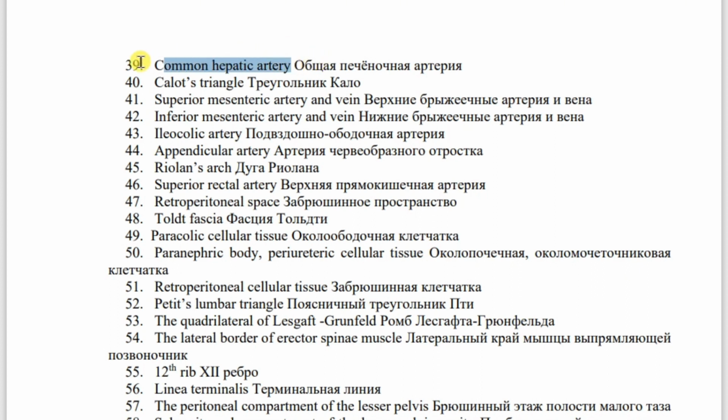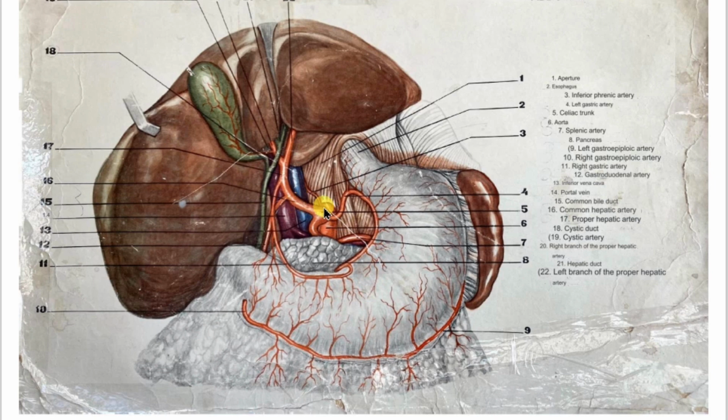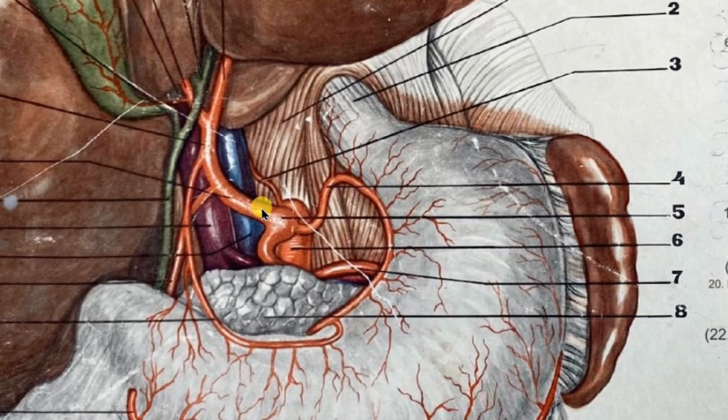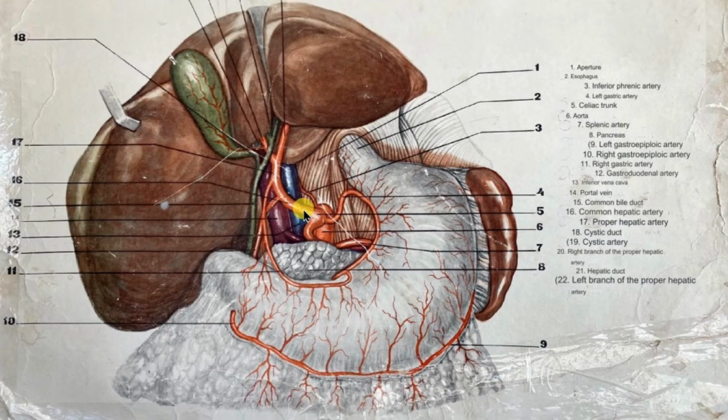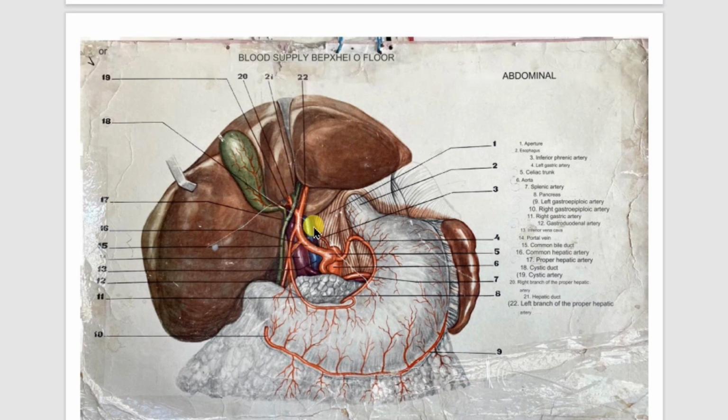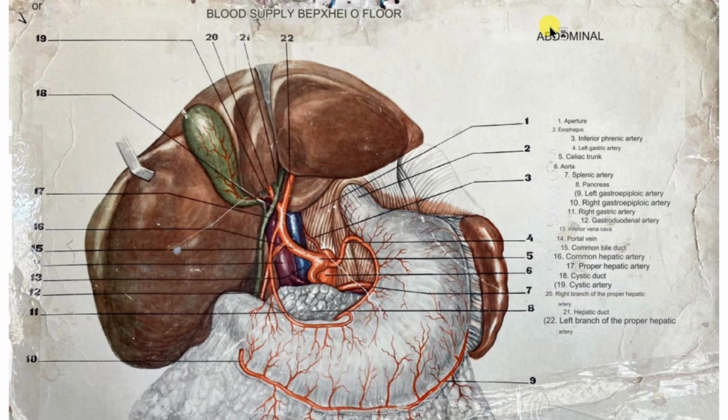Common hepatic artery. As you can see here, it's this one. Let's zoom in a little bit. This is the common hepatic artery. It is the artery that branches off from the coeliac trunk. This is the coeliac trunk, and it supplies several abdominal organs like the pancreas, stomach and liver. Okay, so this is a general look at the common hepatic artery. Let's move to the next.